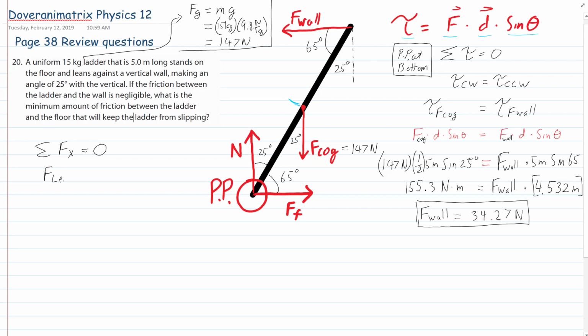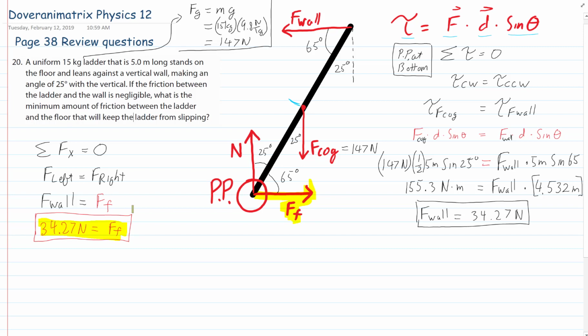So the forces left have to equal the forces right. And the force left is F wall. And the only force that's to the right here is the frictional force. So that has to equal the force of friction. This is 147 newtons. So the force of friction, F wall is not 147. Oh, undo. The F wall is 34.27. So that has to equal the force of friction. That's it. That's the question.